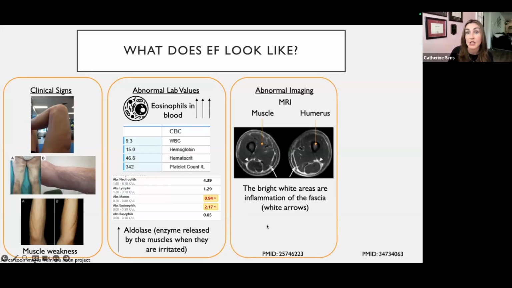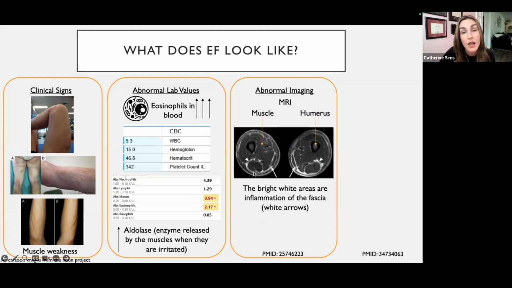Another way that we can assess that saran wrap lining is MRI. As you can see here, this is the humerus, so this is bone right in the middle. This dark area around it is the muscle. But then this bright white area here is the fascia, or the saran wrap around the muscle. And it's very irritated and angry because it's being infiltrated by eosinophils. It is inflamed and thickening, and that's why it's a different color. So sometimes we will use MRI in order to show objective evidence that there is inflammation, not in the muscle specifically, but in that lining of the muscle.